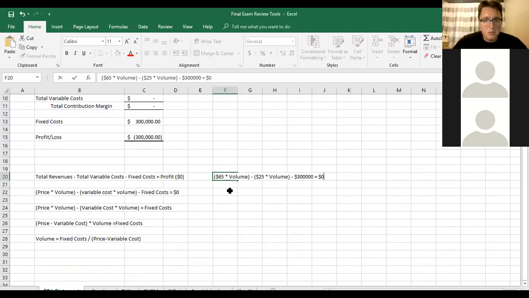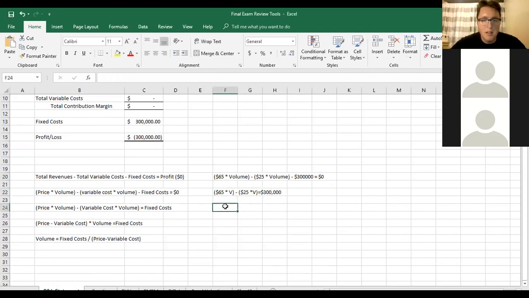So now we just use simple algebra to move these things over. First, we'll add our fixed costs to both sides, which will leave us with $65 times the volume minus $25 times the volume equals $300,000. So now, since I have these two variables the same, I can just add them. So 65 minus 25 is 40. So I have $40 times my volume equals $300,000.